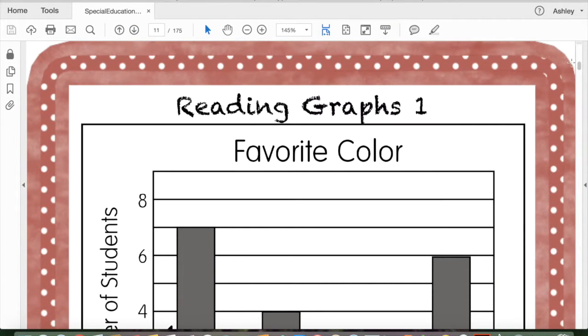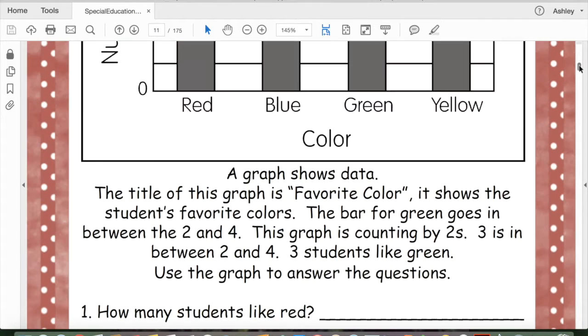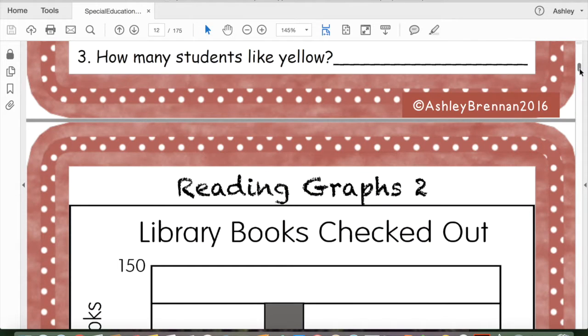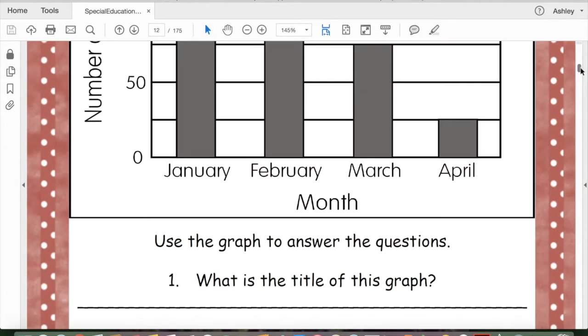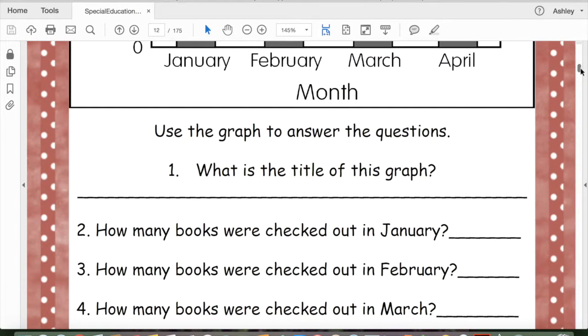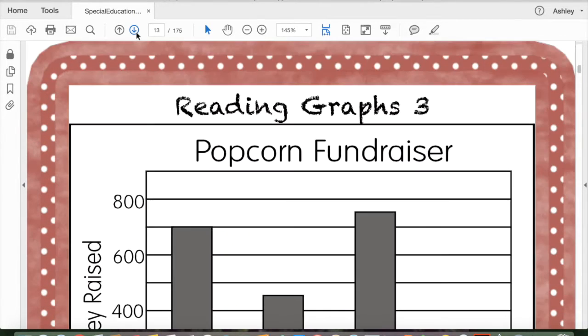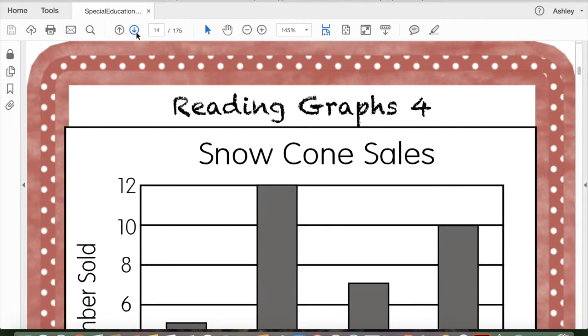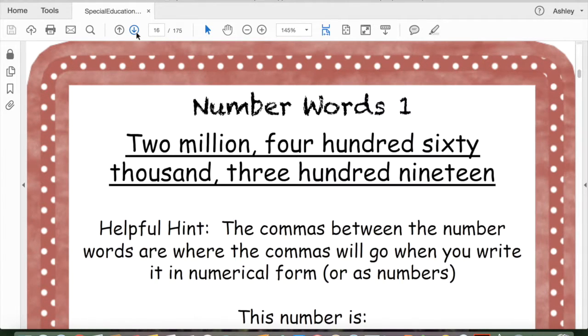Next skill is reading graphs. And we have a favorite color graph. Again, it has a short explanation and then some practice questions. We'll go to the next one. Reading graphs 2 has the graph, then it asks the title, and then several questions about each graph. You'll see each one has about 5 pages per skill.